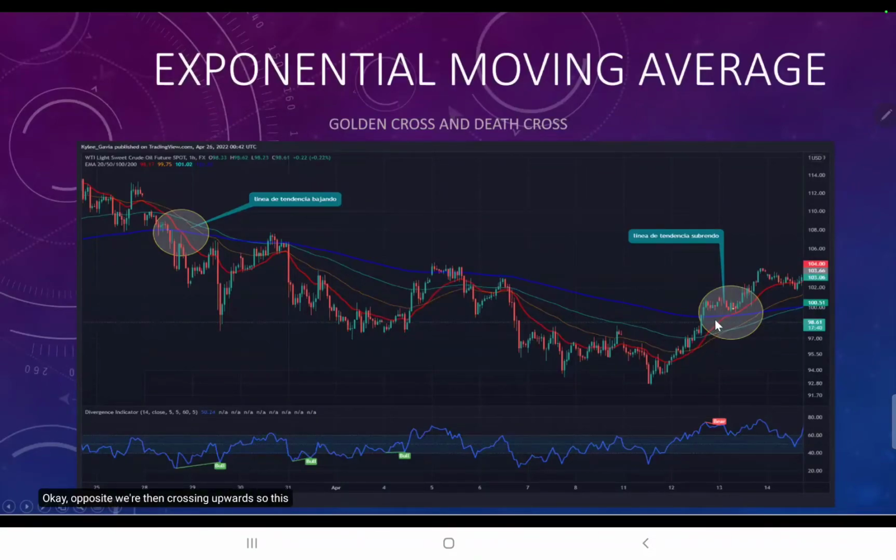So this 20 EMA goes above the 200 and it crosses upwards. That is indicating to me that the market is now going to go in an uptrend. Exactly. Golden up, death down. So if it crosses down, downtrend, crosses upwards, uptrend. That makes sense? Again, do you guys get that? You see that?